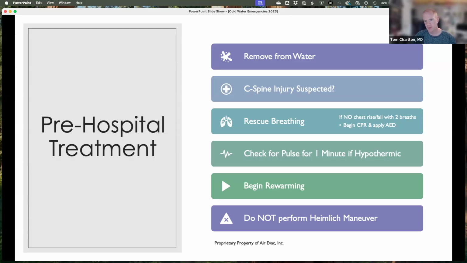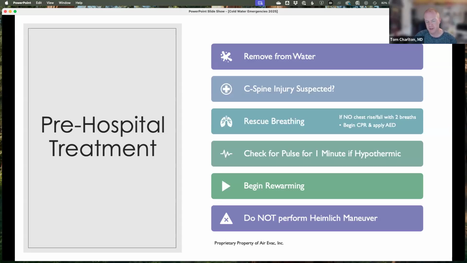We want to start doing rescue breathing, and if this patient is hypothermic, and I mean very hypothermic, we may need to check for a pulse for quite a bit of time because their heart rate may be so bradycardic that they're beating 20 or 30 times a minute.